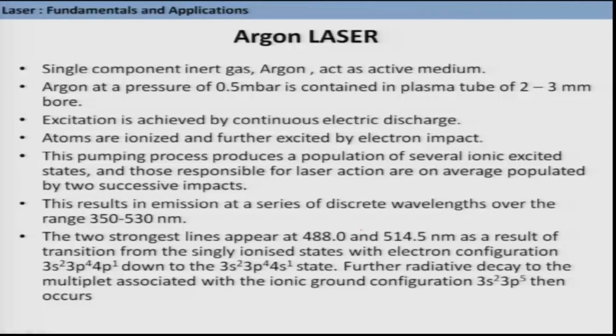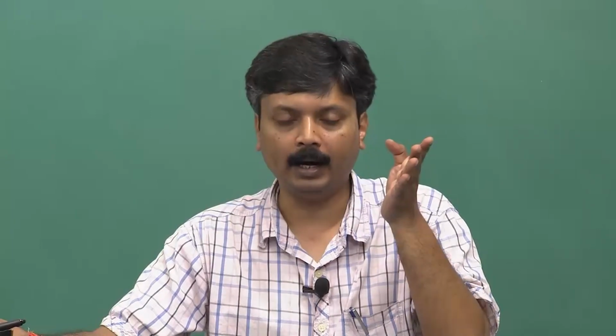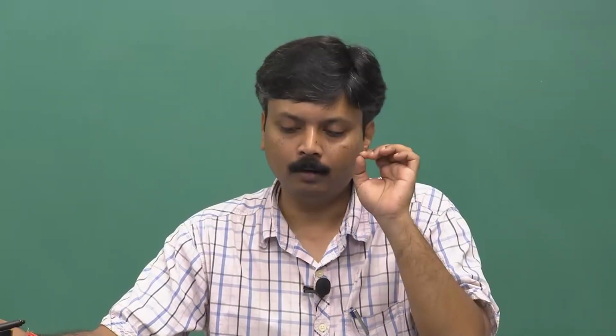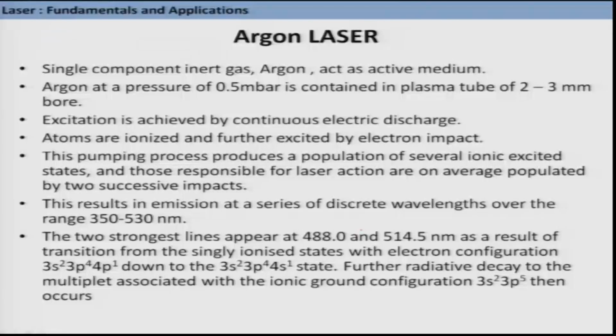So we'll talk about the argon laser, or very commonly called the argon ion laser. The simple component of this laser is just one inert gas, that is argon, and this is our active medium. The pressure that is maintained for this argon, which is also kept in a sealed container like helium neon, is 0.5 millibar, and the diameter of that container is approximately 2 to 3 millimeter. And similar to HeNe, here also the excitation is achieved by electric discharge.